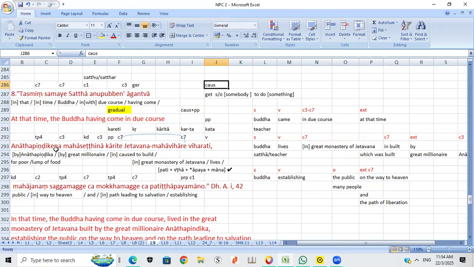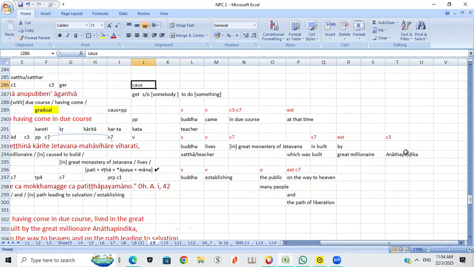Okay. Then this one, this and this is the same case. So the same case, only you put it because you use "by" one time, enough: by the great millionaire Anathapindika. You have to put it in this. You can see, Buddha came in due course at the time. He lived in a great monastery of Jetavana, which was built by... okay, you don't want to put this also, can: by millionaire Anathapindika. Done. So this line, you see the structure.